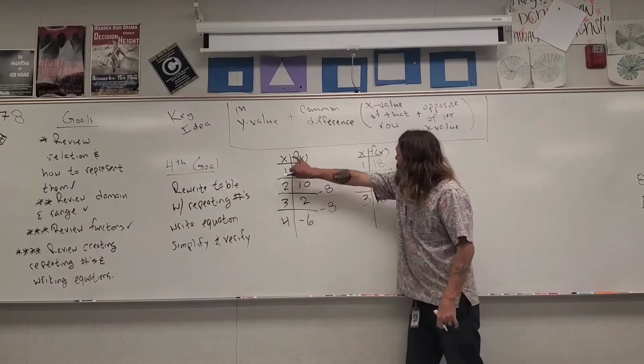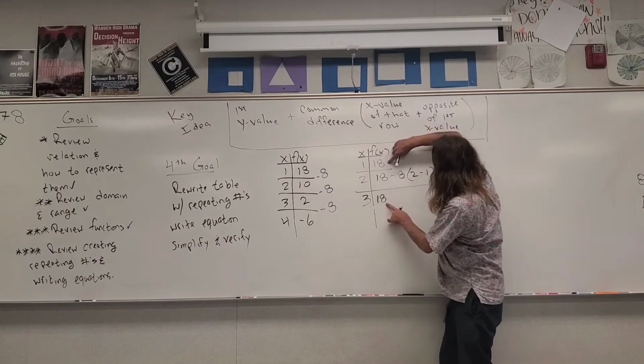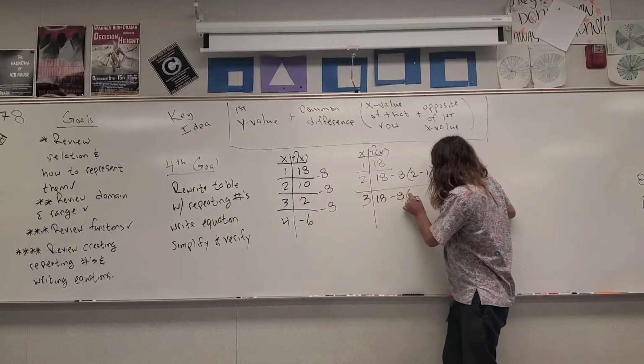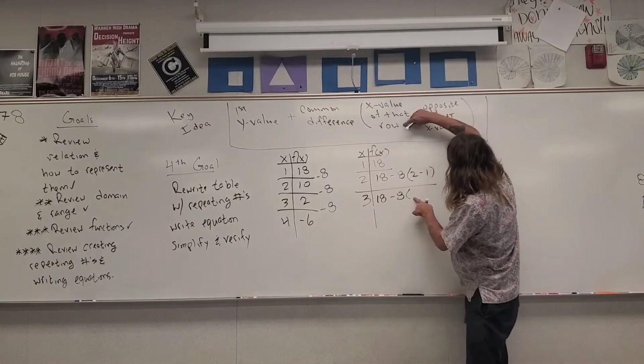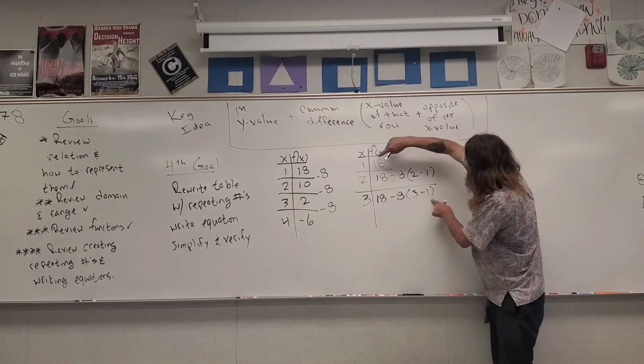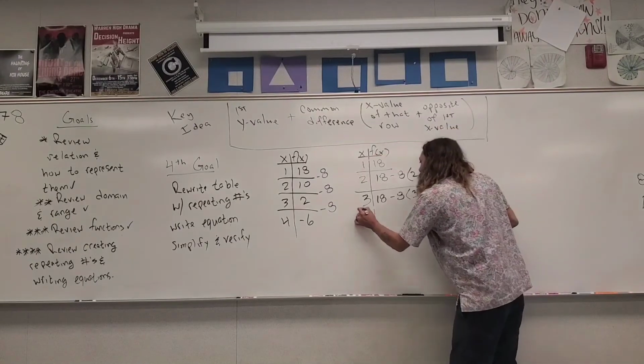Again, for my third row, it's going to be my first y value plus my common difference, which is minus 8, parentheses. The x value of that row is 3. Minus 1, because minus 1 is the opposite of my first x value.